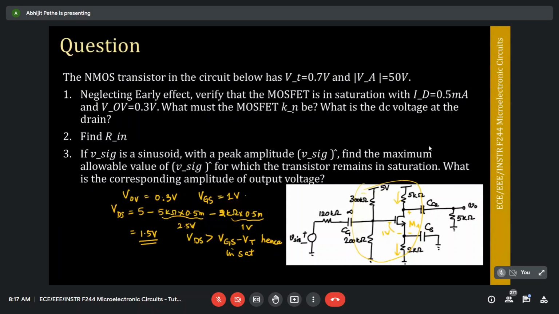So now can you calculate what the MOSFET KN needs to be? If it has to support this current at this overdrive voltage, what should the KN be? What is KN? Since we know VOV and we know ID, we can find KN. So what is KN? Somebody calculate and tell me.